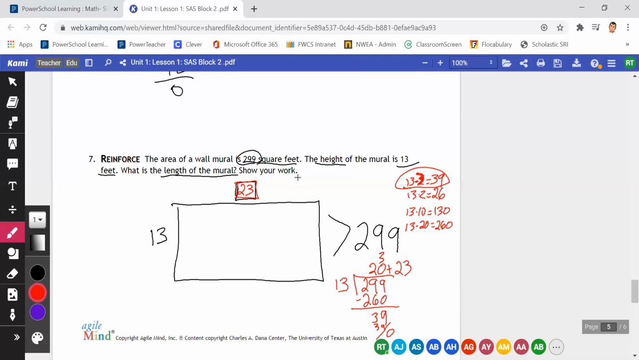And what I did is I took the whole area, which was 299 square feet, and I broke it up into 260 square feet. And this was my 20. And then I said, all right, there is 39 square feet here in this area. This is why this is called area model. And so this is 3 times 13. So 20 plus 3 is 23.